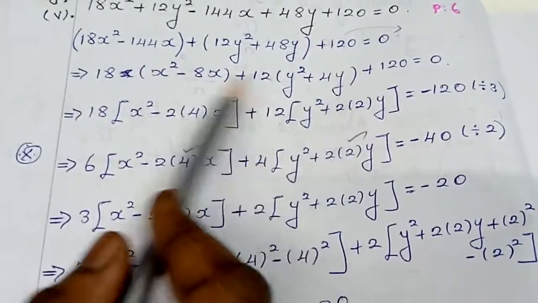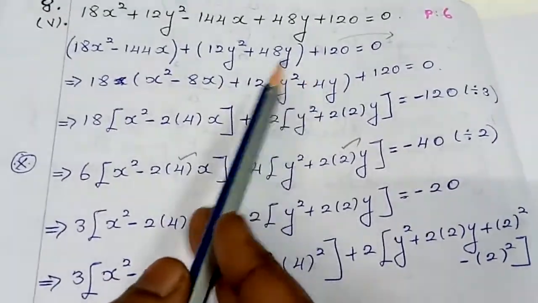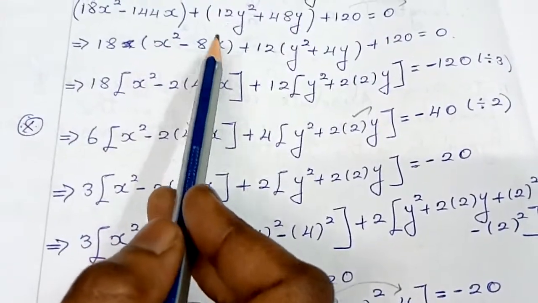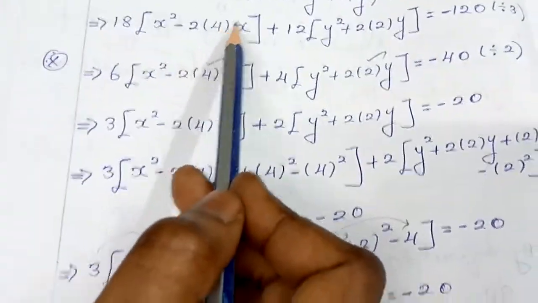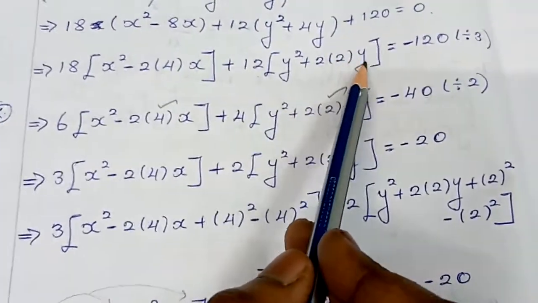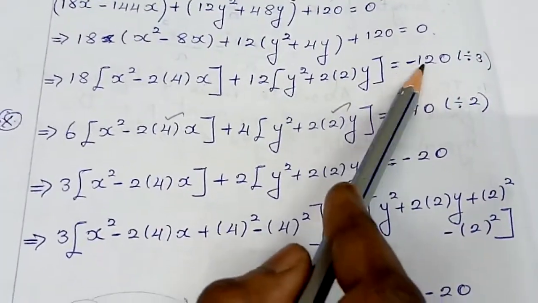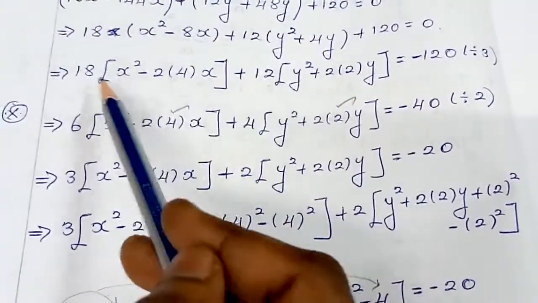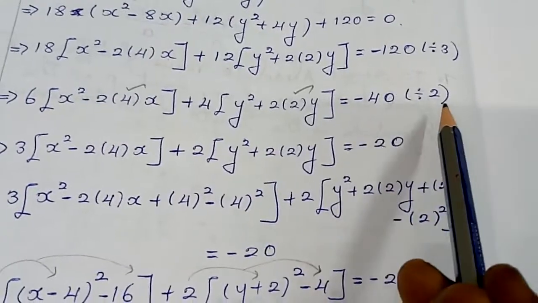If you observe here, in this case I can take x common outside, y also, but I am not taking. Just see those conditions. X square minus 8x, instead of 8x I am writing it in this form, that is 2 into 4 into x. 4y I am writing it as 2 into y. Constant, left to right I am just shifting the value, I am getting the answer as minus 120. Then I can just divide the numbers to make my simplification easy. It is up to you to do the calculation.